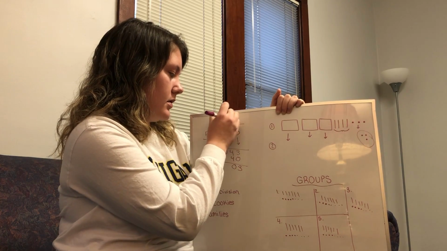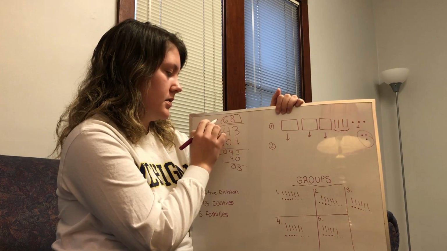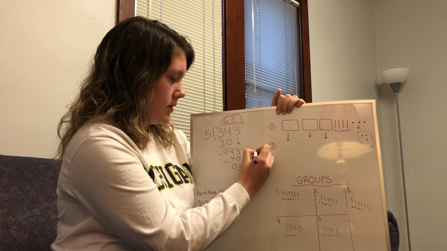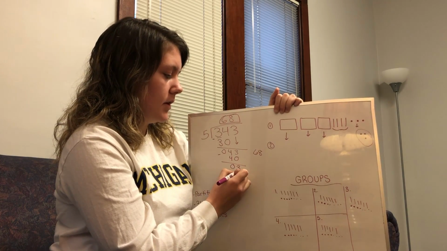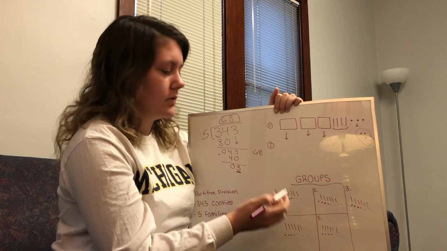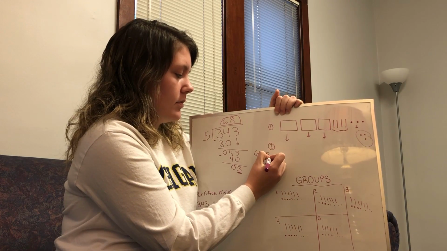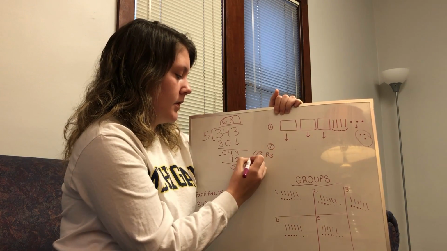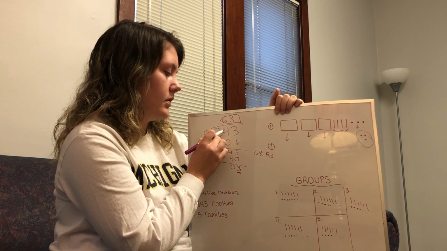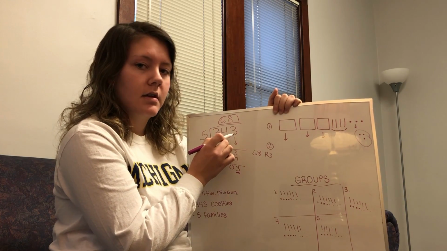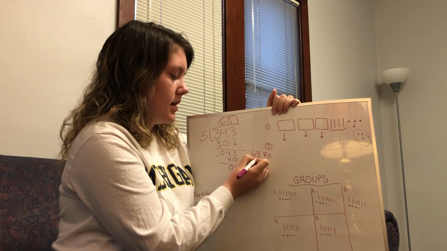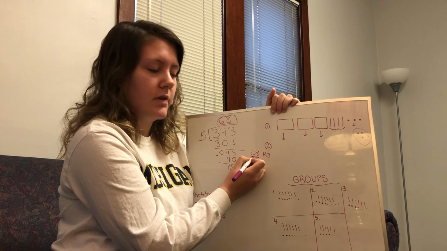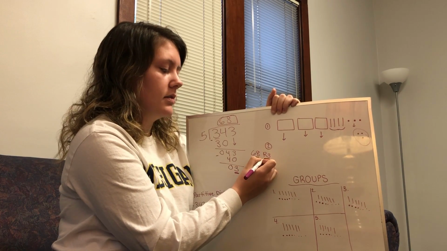So your answer is going to be this number up here. So it's 68. And then there are 3 left over because they can't be split up into 5 equal groups. So you write a remainder of 3. So our answer to 343 cookies divided by 5 families equals 68 cookies in each family with 3 left over.